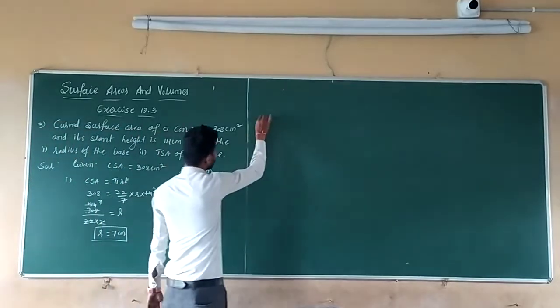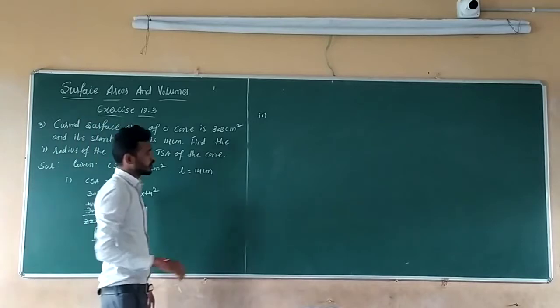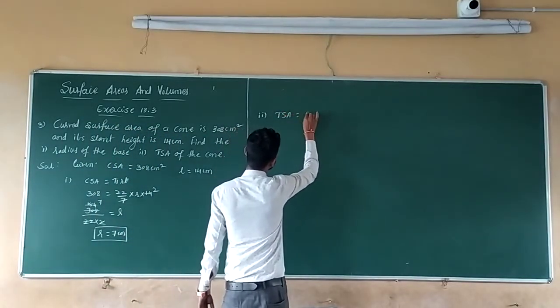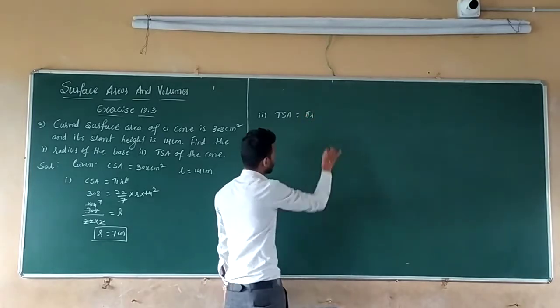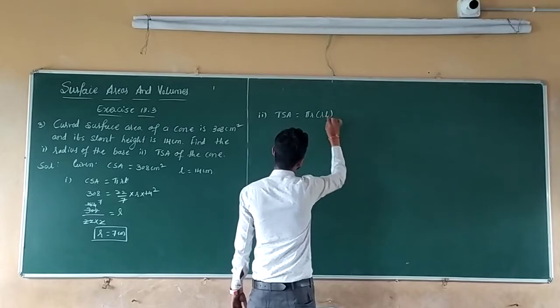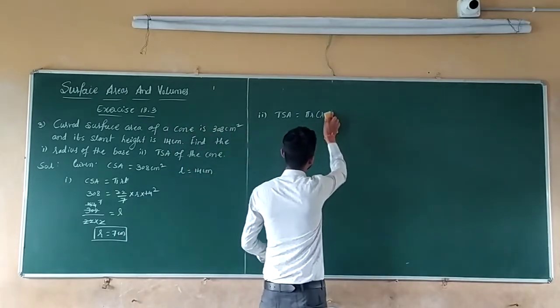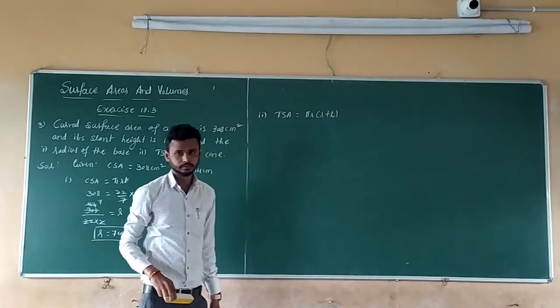Next, in the second part, we need to find the TSA of the cone. So what is the TSA formula? TSA is equal to pi r into bracket r plus l, pi r into bracket r plus l.